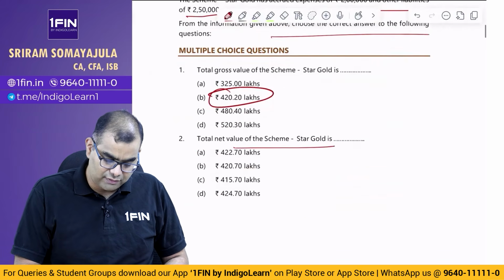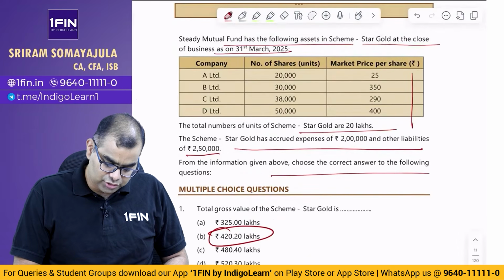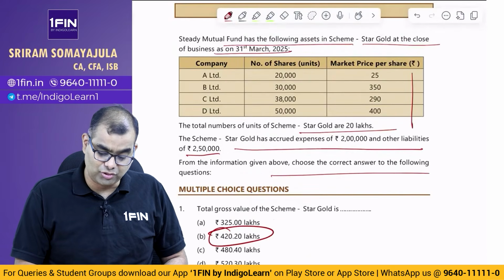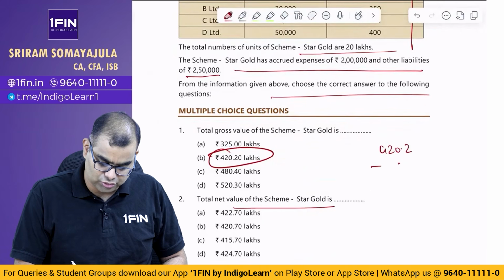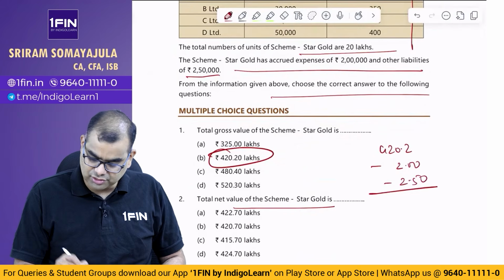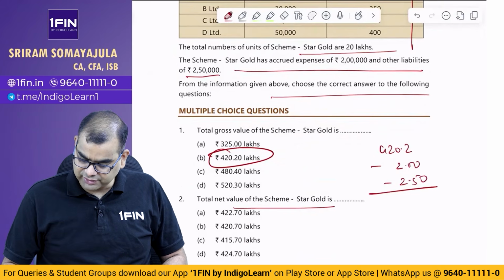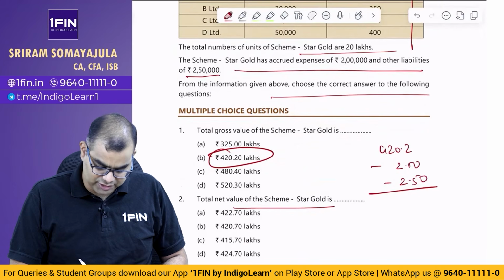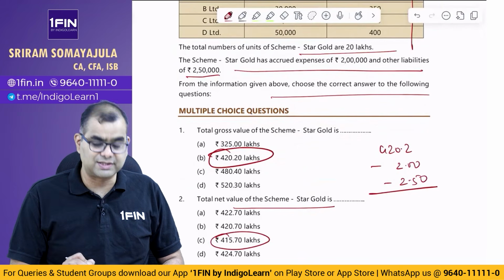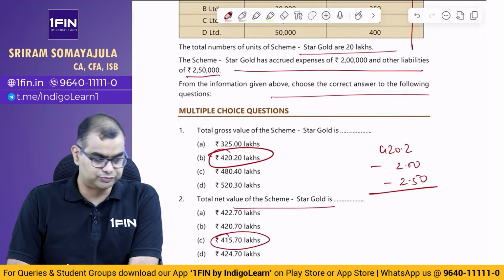Total net value. What is net value? Net value is you have accrued expenses, so they have to be subtracted. So 420.2 minus 2 and other liabilities minus 2.50, minus 4,50,000, makes it 415.7. Answer is C. B and C. Okay.